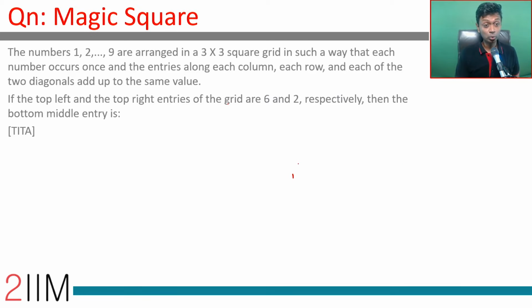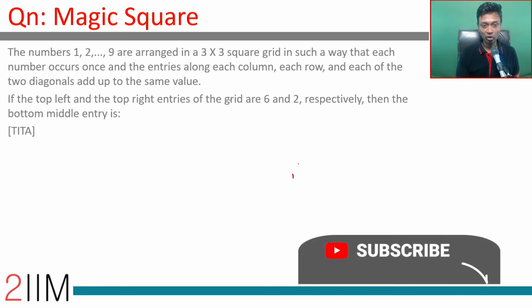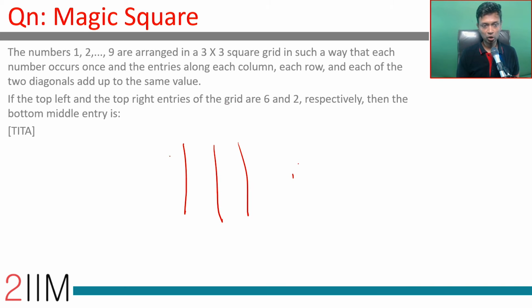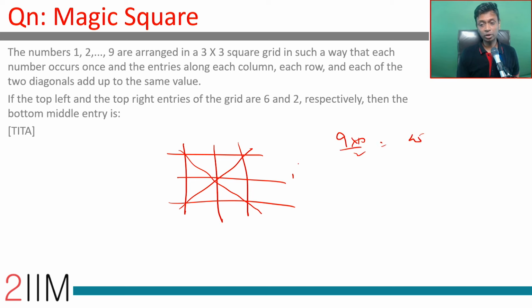Magic square. The numbers 1, 2, 3, 4 till 9 are arranged in a 3 by 3 square grid in such a way that each number occurs once, and the entries along each column, each row, and each of the two diagonals add up to the same value. The top left and the top right entries of the grid are 6 and 2 respectively. Then what is the bottom middle entry? To start with, 1 to 9 are all distributed. The total of all this should be 9 into 10 by 2, which is 45.